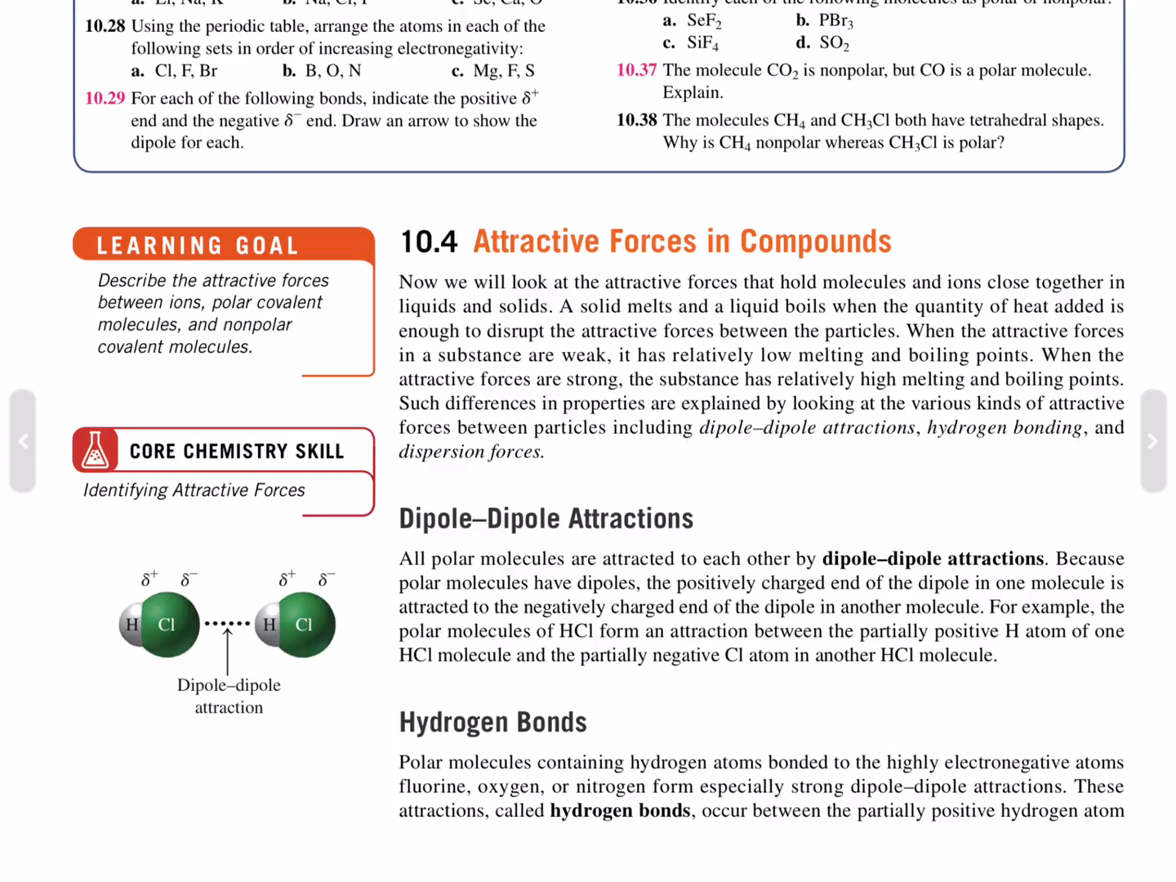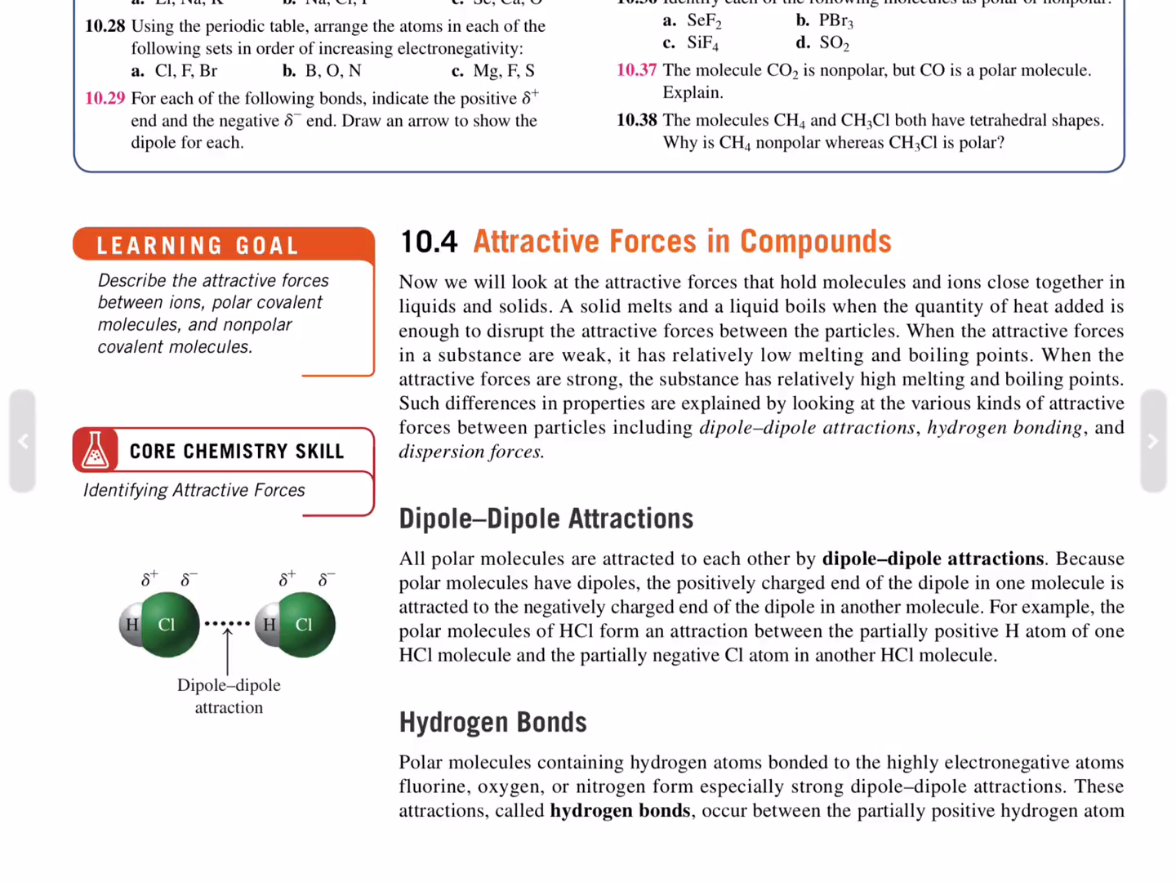Dipole-dipole attractions. All polar molecules are attracted to each other by dipole-dipole attractions. Because polar molecules have dipoles, the positively charged end of the dipole in one molecule is attracted to the negatively charged end of the dipole in the other molecule. For example, the polar molecules of HCl form an attraction between the partially positive hydrogen atom of one HCl molecule and the partially negative chlorine atom in another HCl molecule.